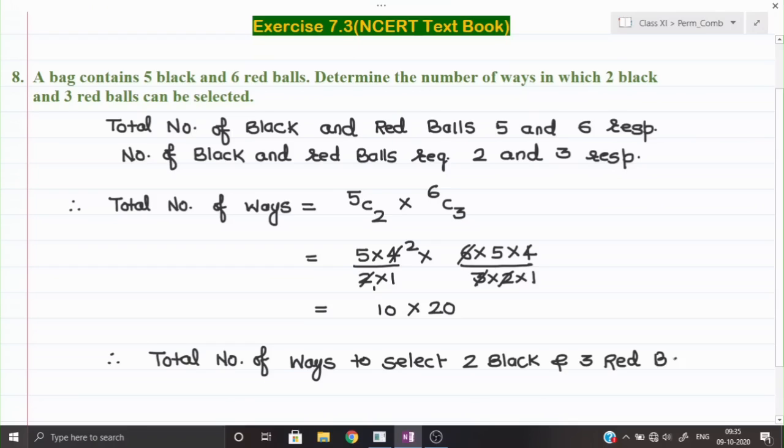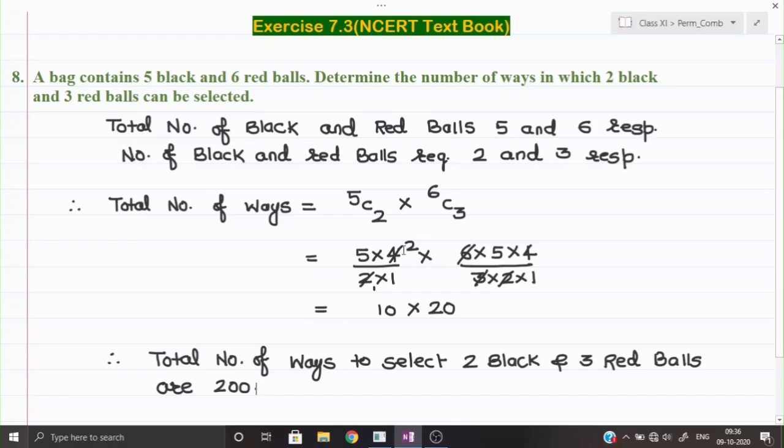3 red balls are 200. That will be here 200. Okay, so this completes the question. It was a very simple question.